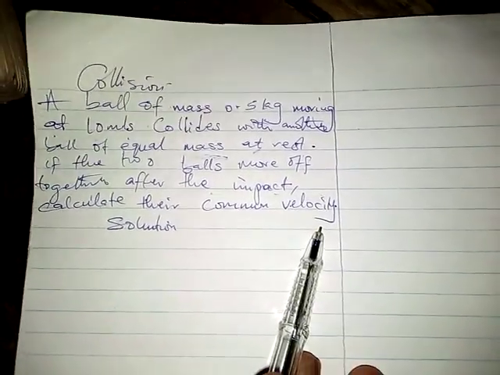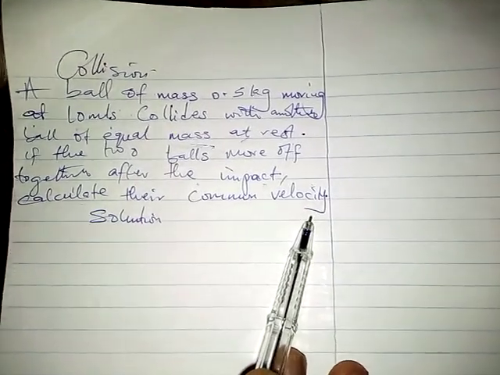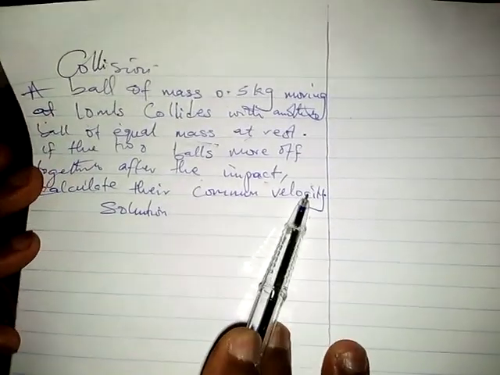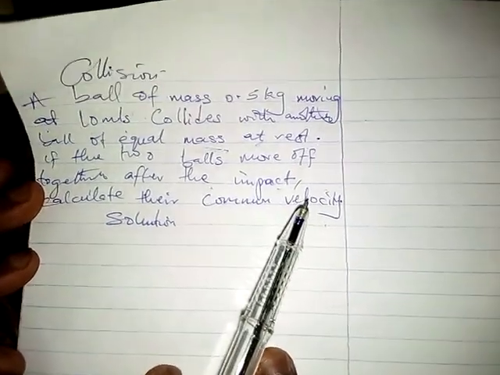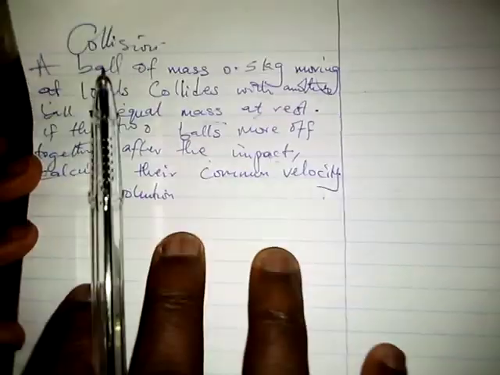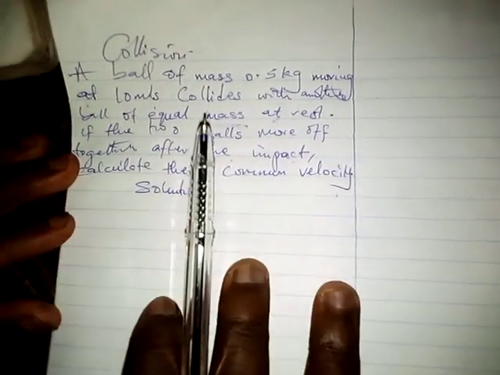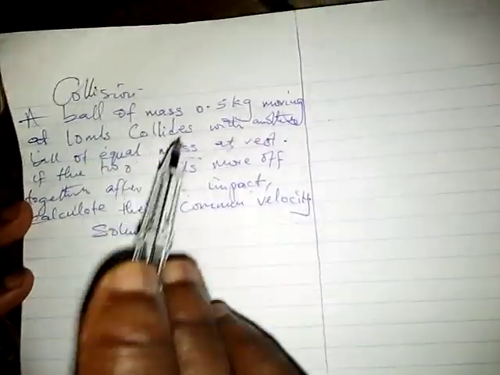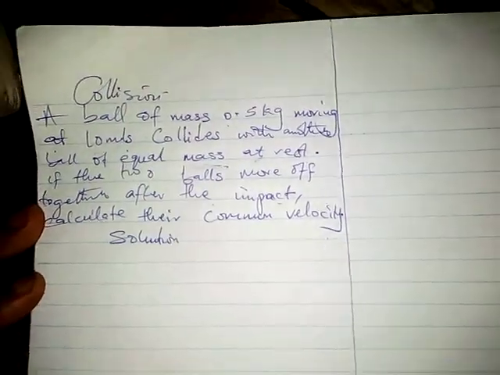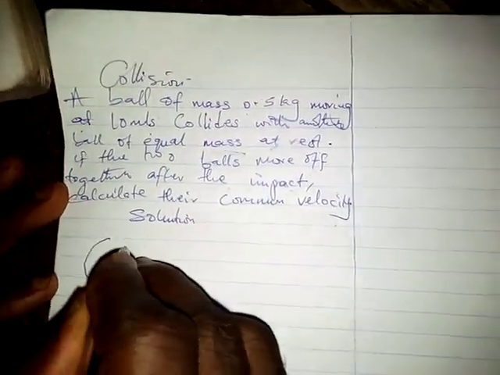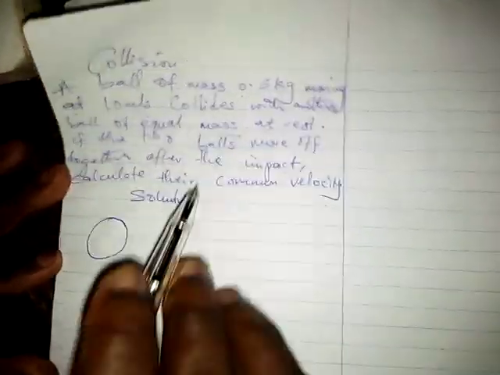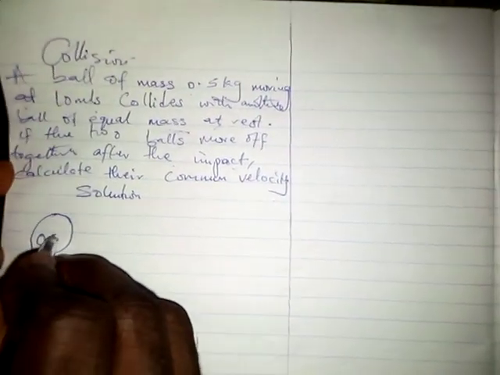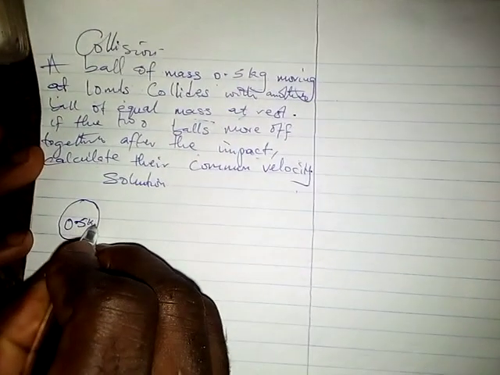Now you need to pay attention, and this is how I teach my students even in class. I let them know that before solving any problem, understand the question, identify your parameters. The moment you do that, you'll be able to solve the problem without any headache. All right, so let's go ahead again with the question. A ball of mass 0.5 kg. Now we have a ball, so let's draw a ball. Follow this carefully. Of 0.5 kg, so we can put 0.5 kg right in the circle.